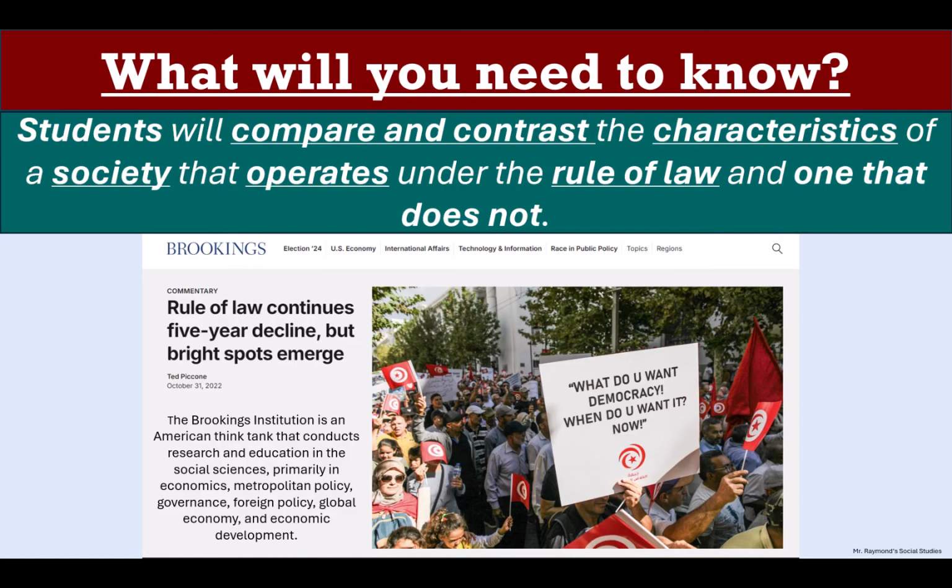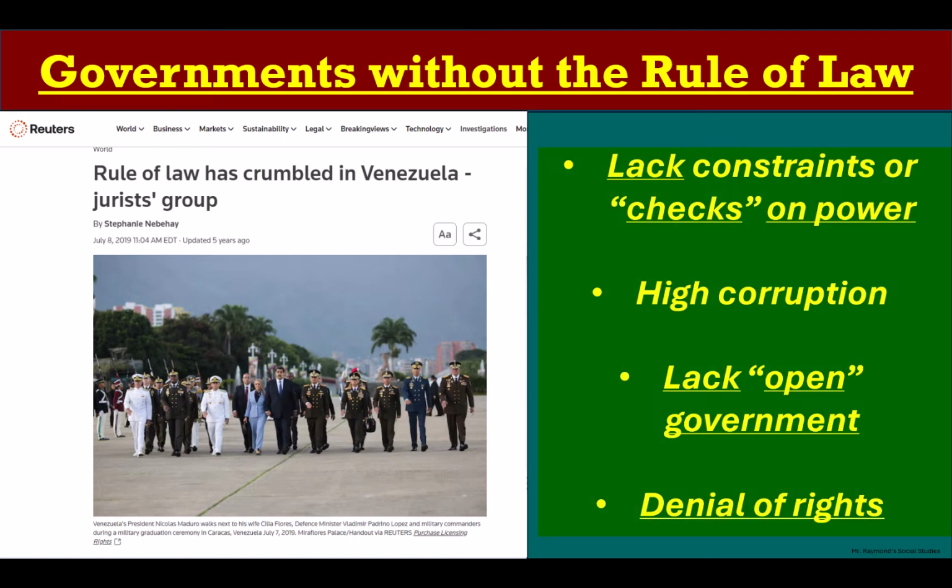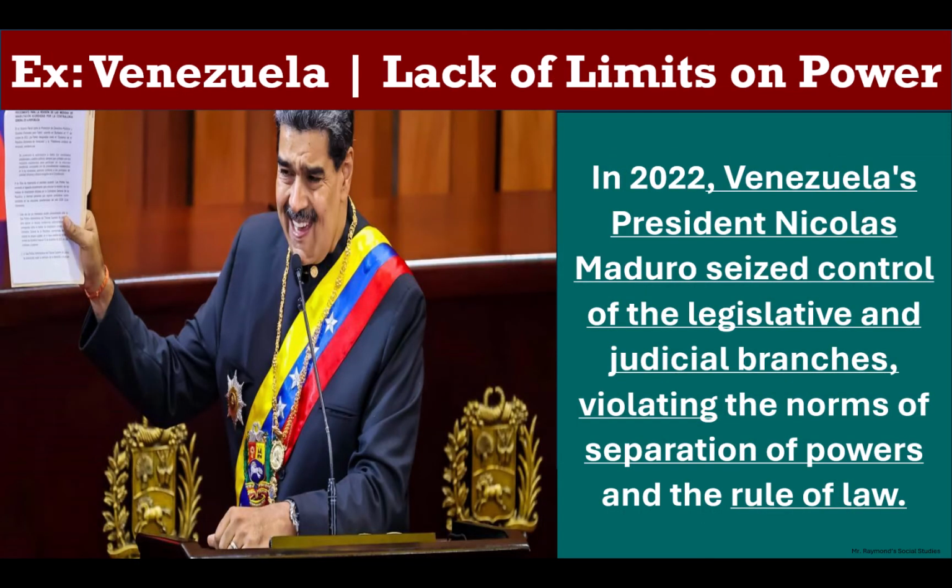We've already started, but let's take a deeper look. So what is the impact of governments that lack a rule of law? Well, they often also lack constraints or checks on their power. There are usually high levels of corruption, and they lack transparency or an open government, and often deny their own people rights. Let's look at Venezuela for another example of a nation lacking rule of law. In 2022, Venezuela's president Nicolas Maduro seized control of the legislative and judicial branches, basically leaving himself in charge of the entire government, which obviously violates the norms of separation of powers and, of course, the rule of law.